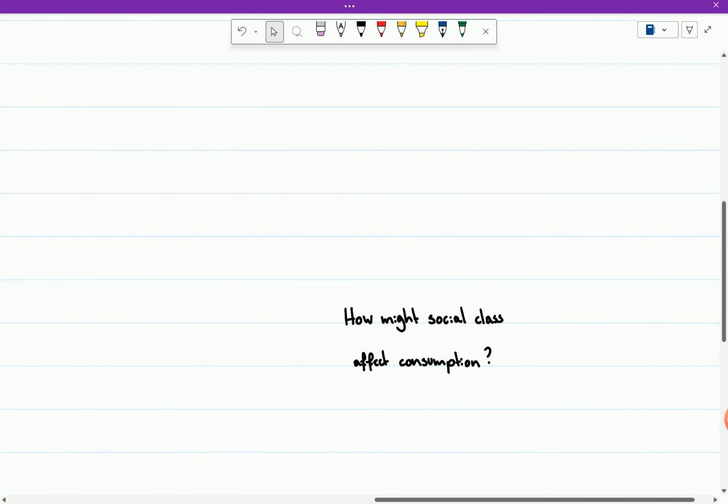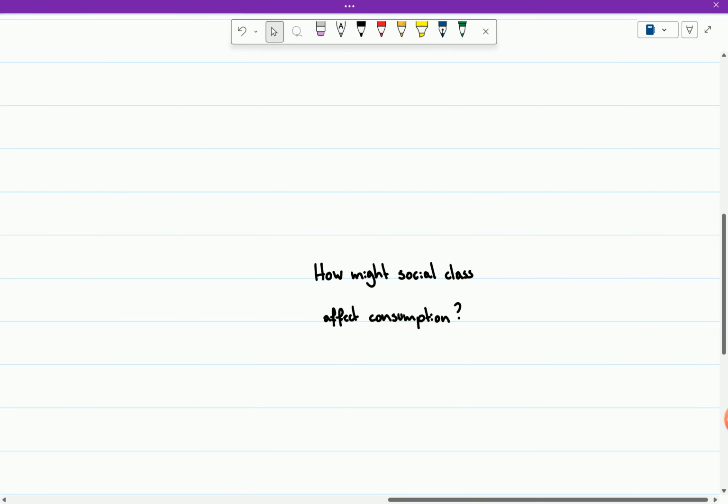So what we have here is our prompting question. How might social class affect consumption? It's a very wide topic. There's lots of points to make. My invitation to you is for you to just start writing down thoughts that come to mind. We are not answering the question here. We're just raising some points. We're essentially dumping all of our thoughts onto this page.